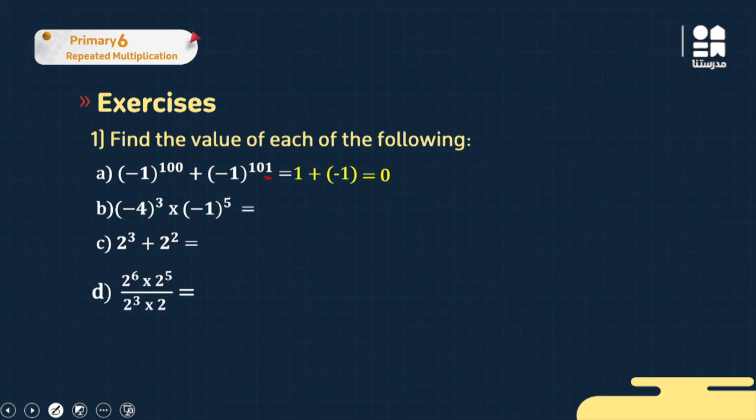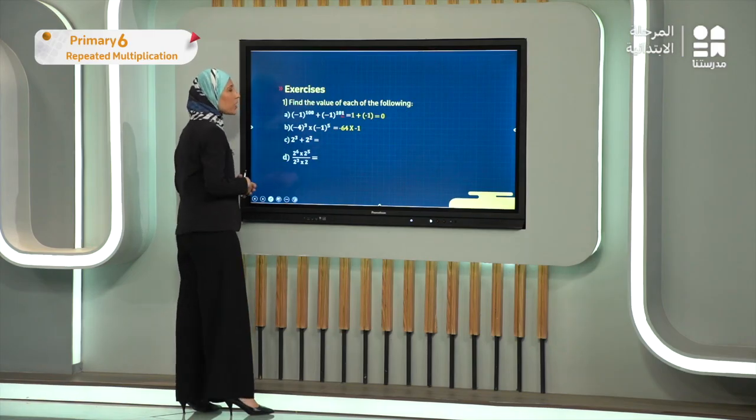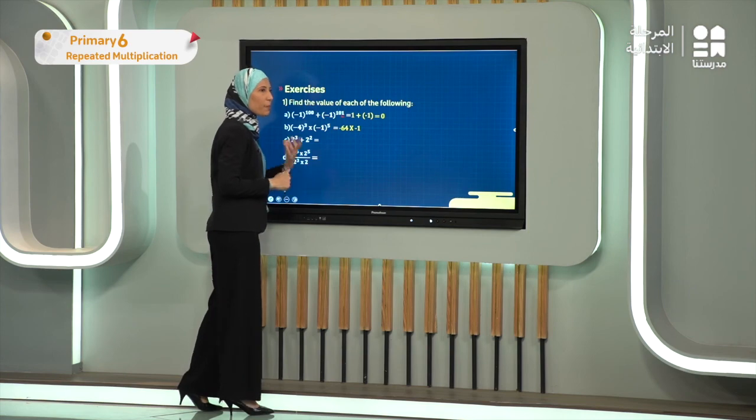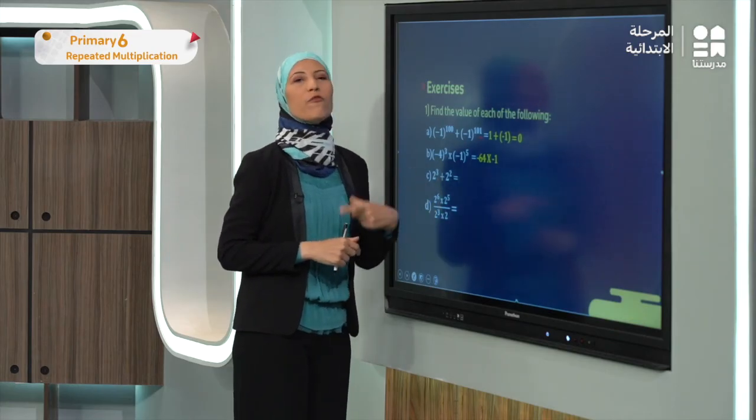So negative 4 to the power of 3, 3 is an odd power, so my answer is supposed to be negative. Negative 1 to the power of 5, odd power, so it will be negative 1. Negative 4 to the power of 3 gives me negative 64, because negative 4 times negative 4 equals positive 16, and positive 16 times negative 4 gives me negative 64. Times negative 1, we already explained it before. Negative times negative gives a positive, and 64 times 1 gives 64.